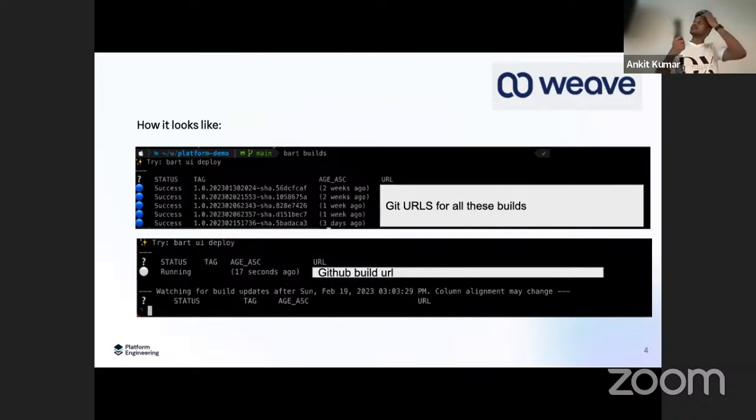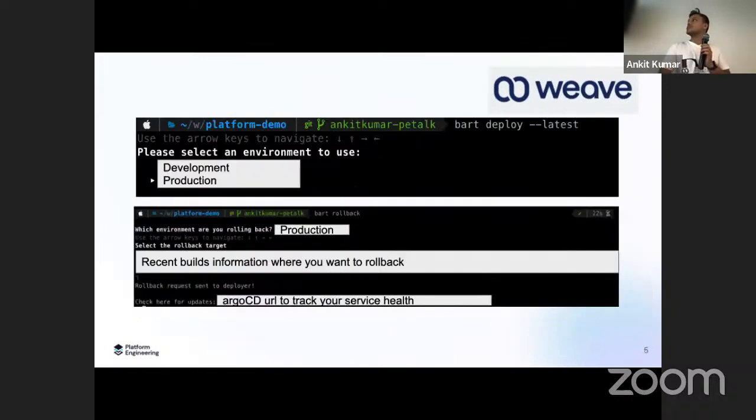Now moving to this, when you do a BART build, it shows you the last 5 builds, and it has some SSH tag as well, and the Git URL for all these builds. To do a BART deploy, you can just use a latest flag. So whatever the recent build you created, you can select your environment to use, and right now deploy it to your development and production.